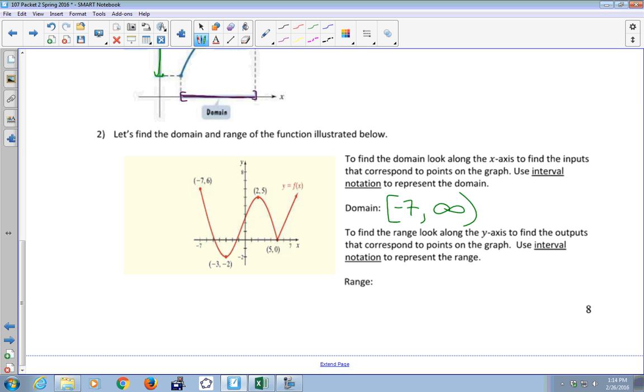So to find the range, we look along the y-axis and look for y coordinates or outputs that correspond to points on the graph. So what's the smallest y coordinate on this graph? -2. Good. And I'm going to include it because there's a closed circle there. And then what's the largest y coordinate on this graph? Infinity, because that arrow indicates it goes up forever.